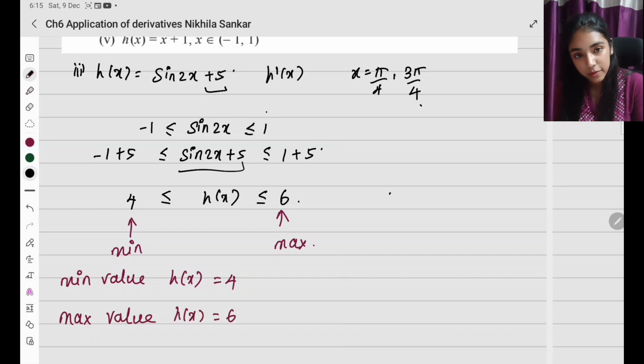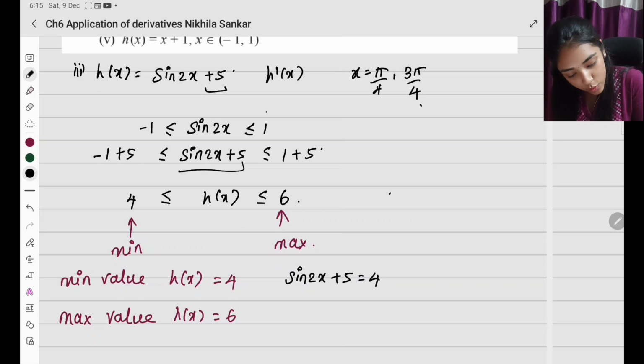I need to know for what value of x. So when I do that, I have h of x equals 4. I have sin 2x plus 5 equals 4. Sin 2x equals minus 1.